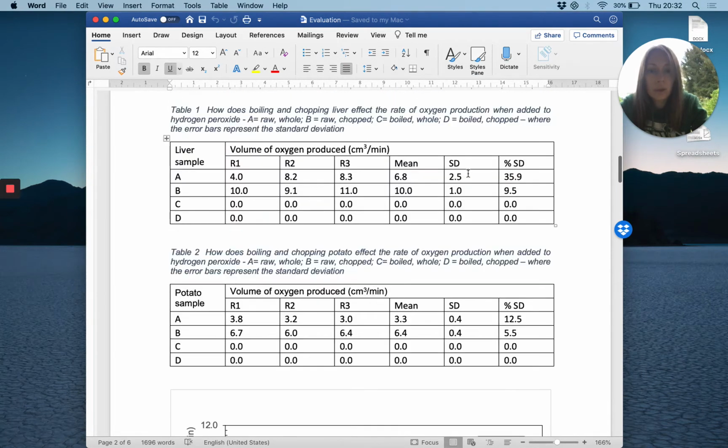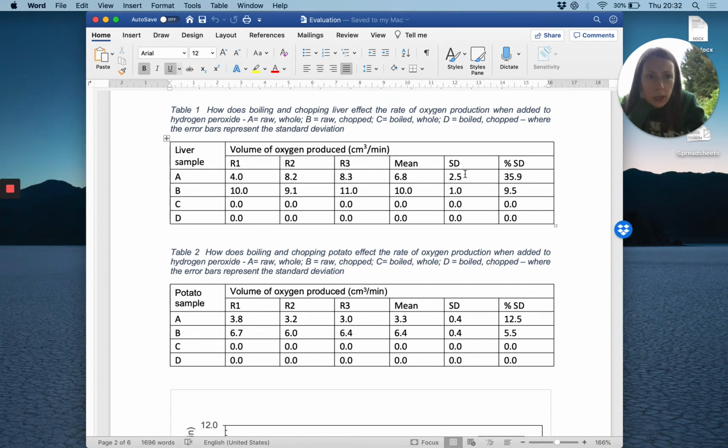If we have a look at the liver, we can see that sample B is pretty low variation with a low standard deviation, and A is higher actually. We can see that this is because of R1, which is still within the pattern, but it's a bit out there. So it's a bit of an anomalous result. And the reason for that will be discussed in the evaluation.